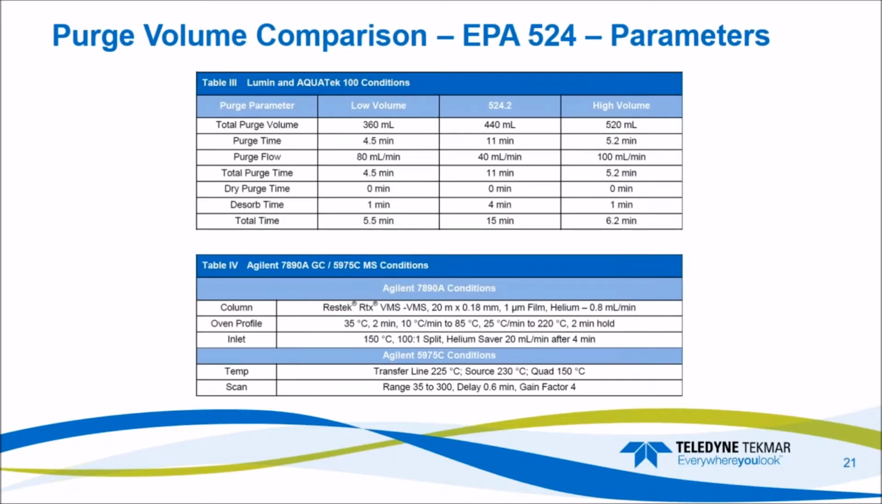For our purge volume comparison for 524.4, these are the parameters used for the Lumen and Aquatech 100. Here we are looking at different volumes of our purge gas. For our purge parameters, we have a low volume of purge gas. We have our 524 method in the middle, which is our pretty standard EPA 524.2 method. And then we have a high purge volume on the right.